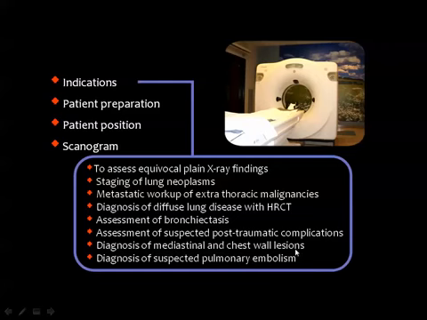And this is a very important indication, to assess a suspected pulmonary embolism, because the very fast scanning nowadays and easy evaluation of the vessels all over the body through intravenous injection of contrast media made the CT scan one of the important tools for vascular imaging nowadays.